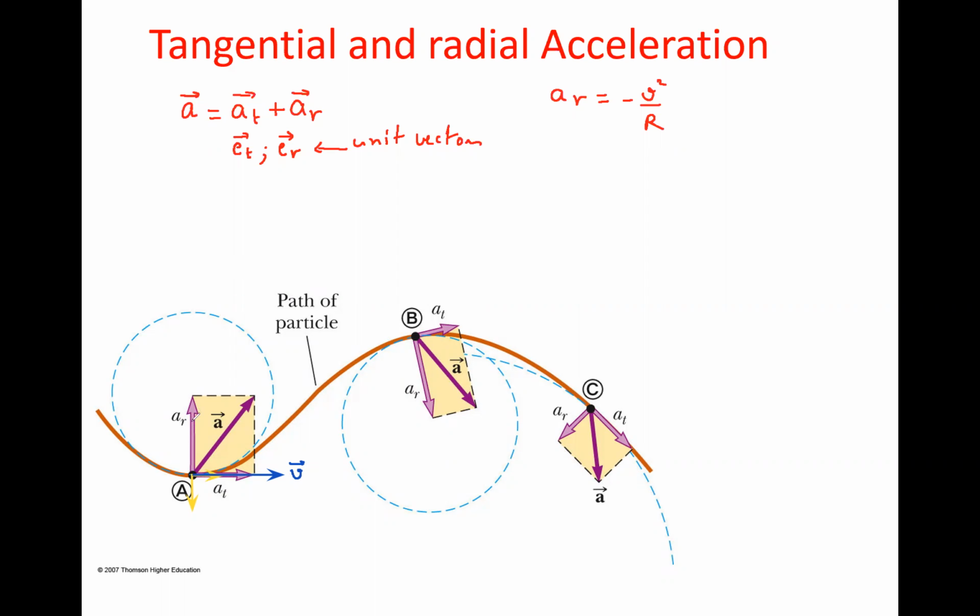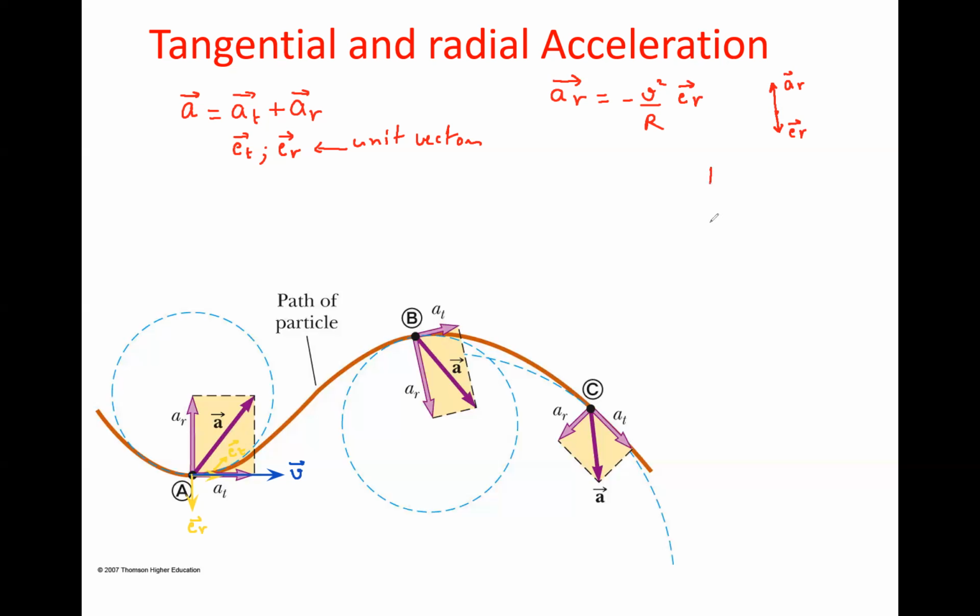And about AR, it has the opposite direction of ER. We can see here we have ER, and this one is ET. AT is in the direction of ET, and ER and AR are opposite. So you can write AR like this, or you can put a vector in the position of minus ER, because AR and the unit vector ER are opposite.